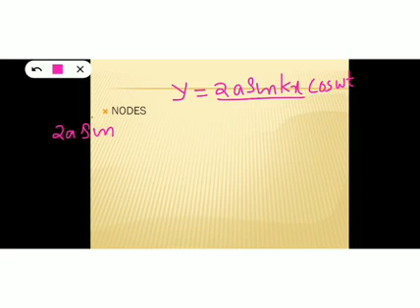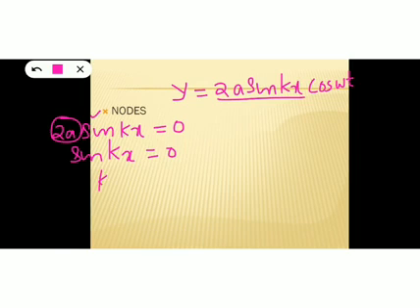So this amplitude 2a sin kx will be 0 when the value of sin is 0. And sin theta takes 0 values for certain angles such as 0, pi, 2 pi, etc. That means when sin kx is equal to 0, because 2a cannot be 0. So this term can be 0 only when sin kx equals 0, and sin kx will be 0 when kx is equal to 0, pi, 2 pi, etc.